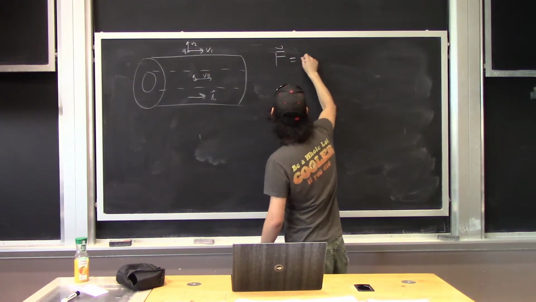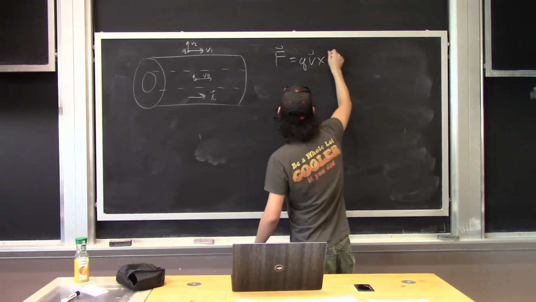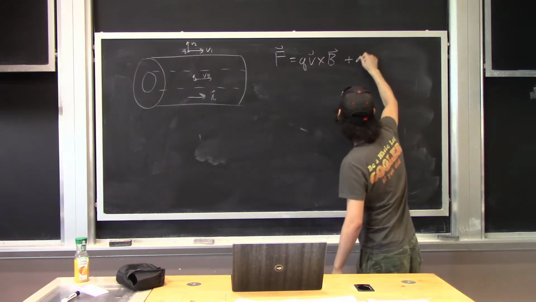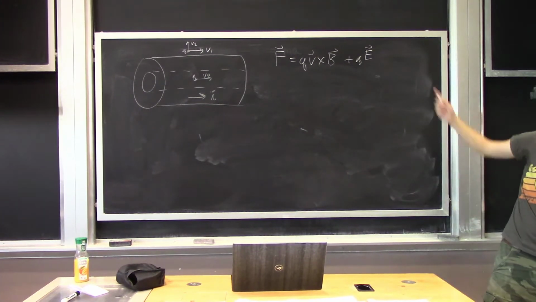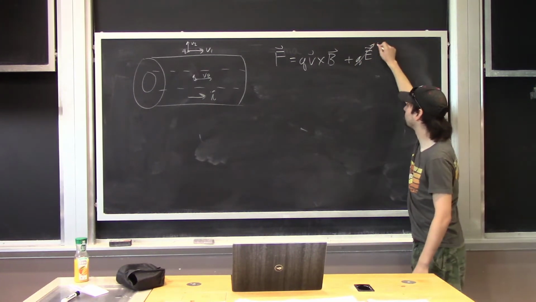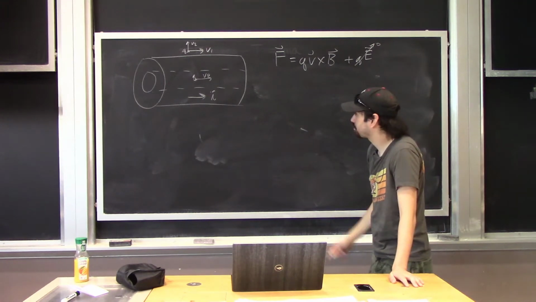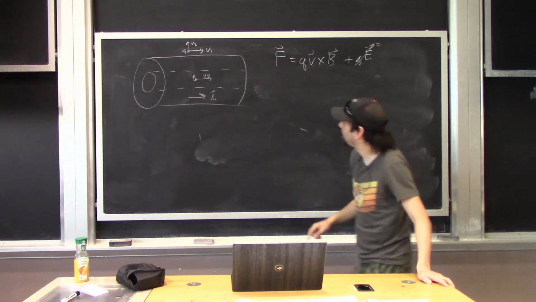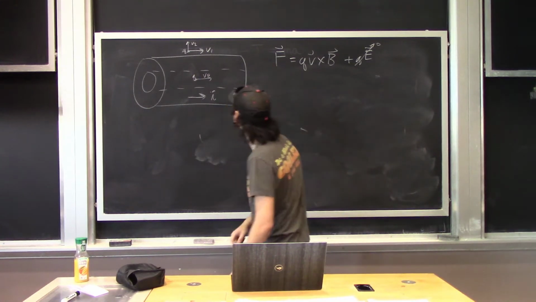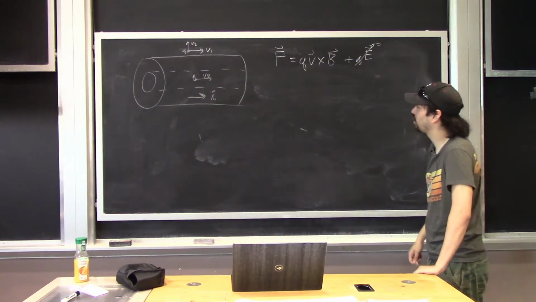And so that tells us that we want to use the Lorentz force law. So F is equal to Q v cross B in general, plus Q times E. But there's no electric field here, so this term right here is going to be zero. There's only going to be a magnetic field. Okay. So in order to find the force on the first charge, we need to find what the magnetic field is.